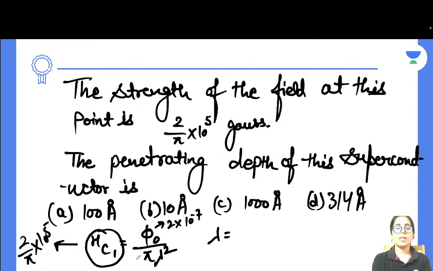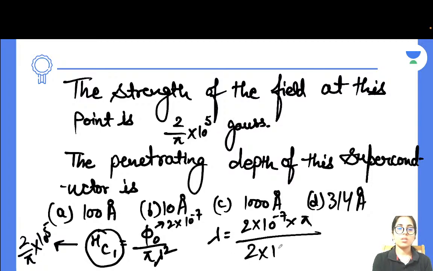And then you need to find the lambda value. So lambda is 2 times 10 to the power negative 7 times pi divided by 2 times 10 to the power 5 and then pi. That's it. Pi cancelled out, 2 cancelled out. It will give you 10 to the power negative 12 and the 10 angstrom.